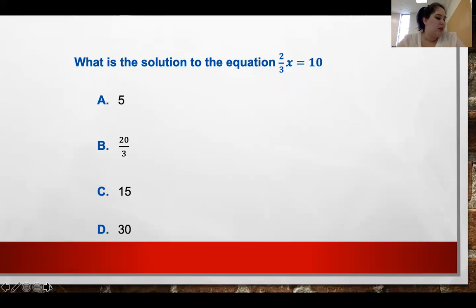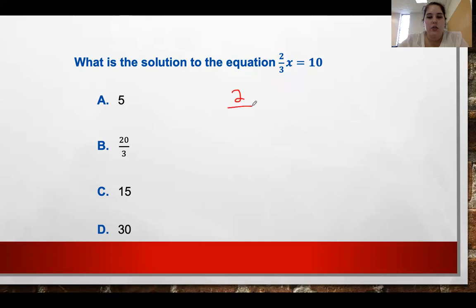5, 4, 3, 2, 1. All right, so hopefully you took a chance to try it on your own. We're going to go ahead and go over it together now.